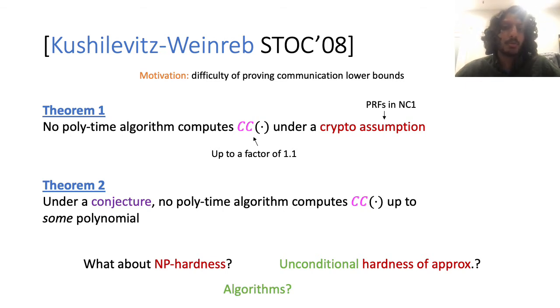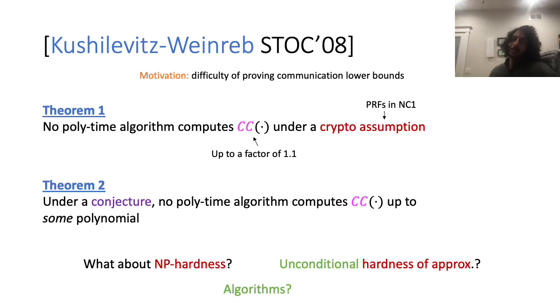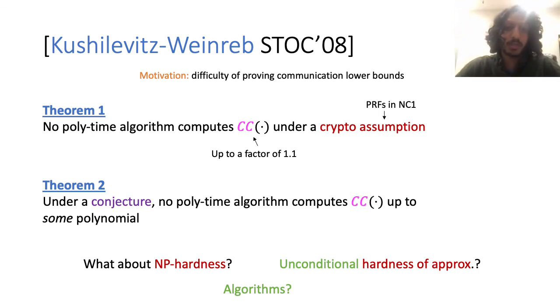And finally, what about algorithms? So Kushilevitz and Weinreb showed that there's no polynomial time algorithm under a crypto assumption. What about non-trivial algorithms? Can you do better than brute force for this problem? As far as I know, there's no algorithm that does this. Okay, so that's Kushilevitz and Weinreb.